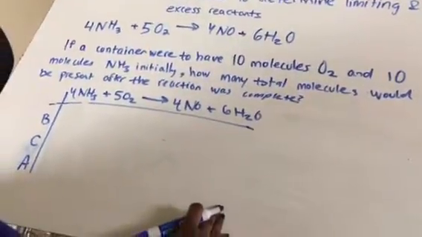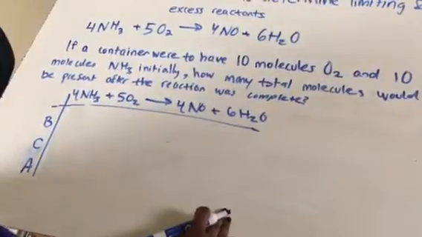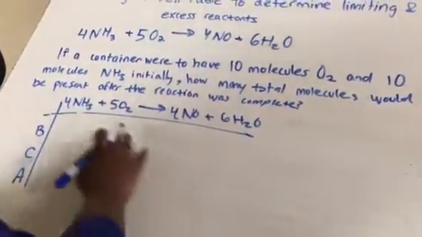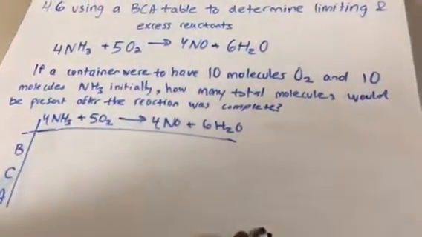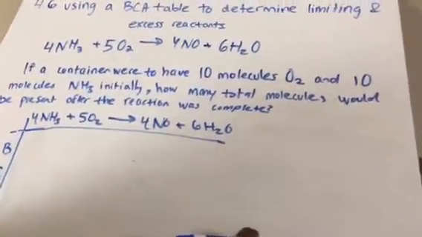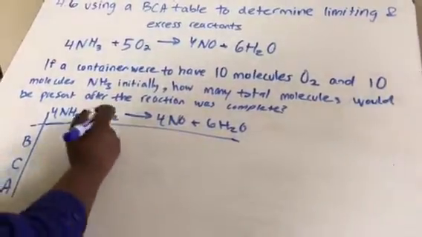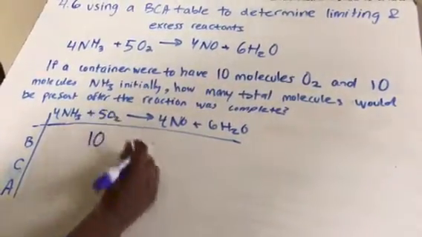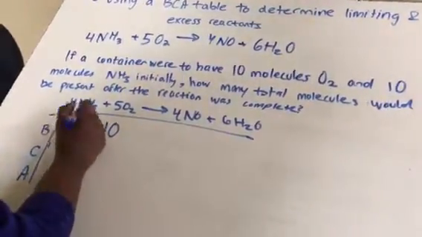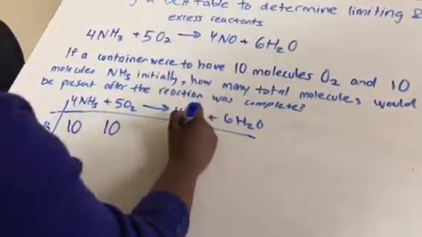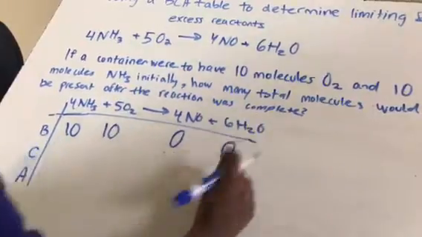Like I said before, we can just put our molecules right into the BCA table. Only if it's grams do we have to convert it to moles. So we have 10 molecules of O2, so I can put that here since it's a reactant, and 10 molecules of NH3 initially. And we know that we start off with 0 molecules of product.